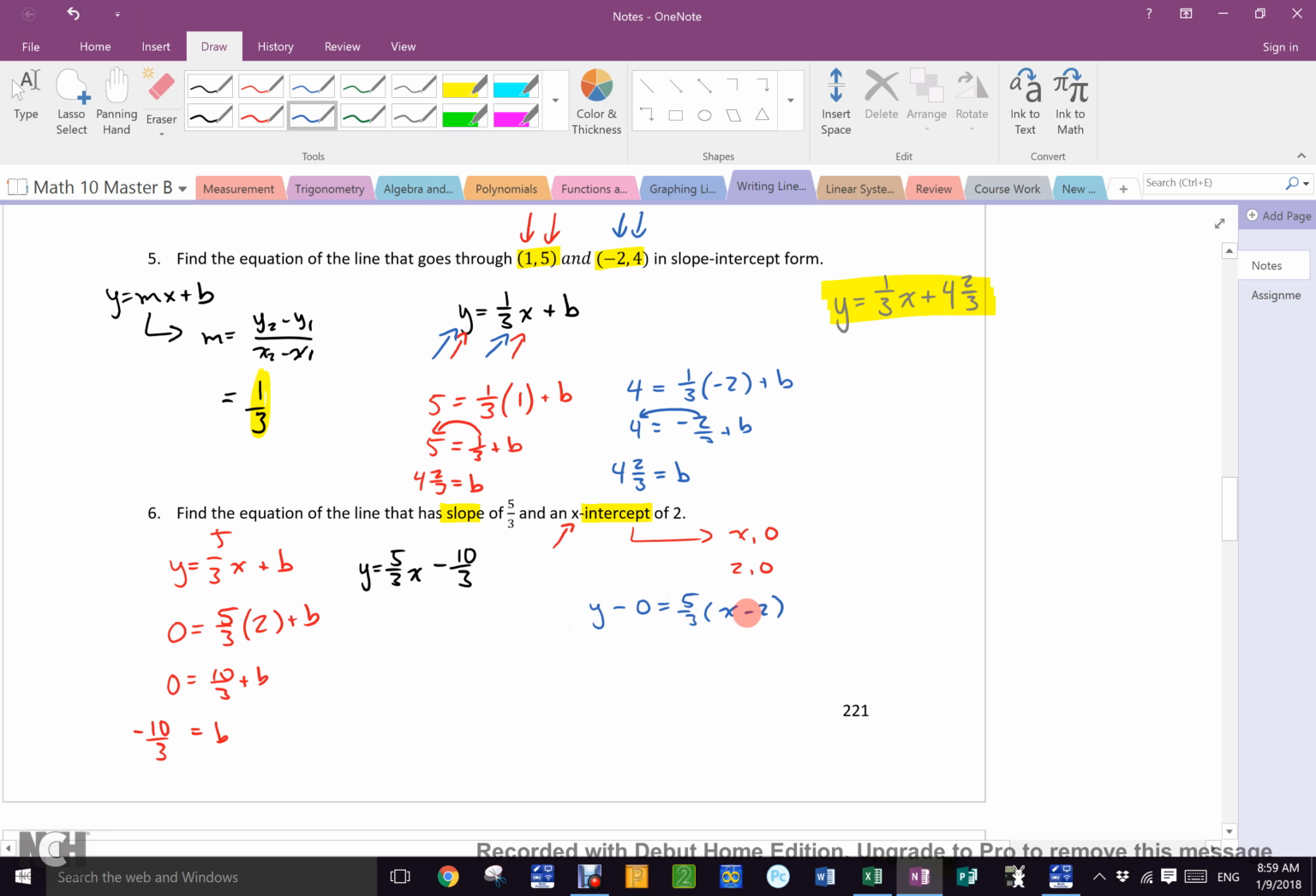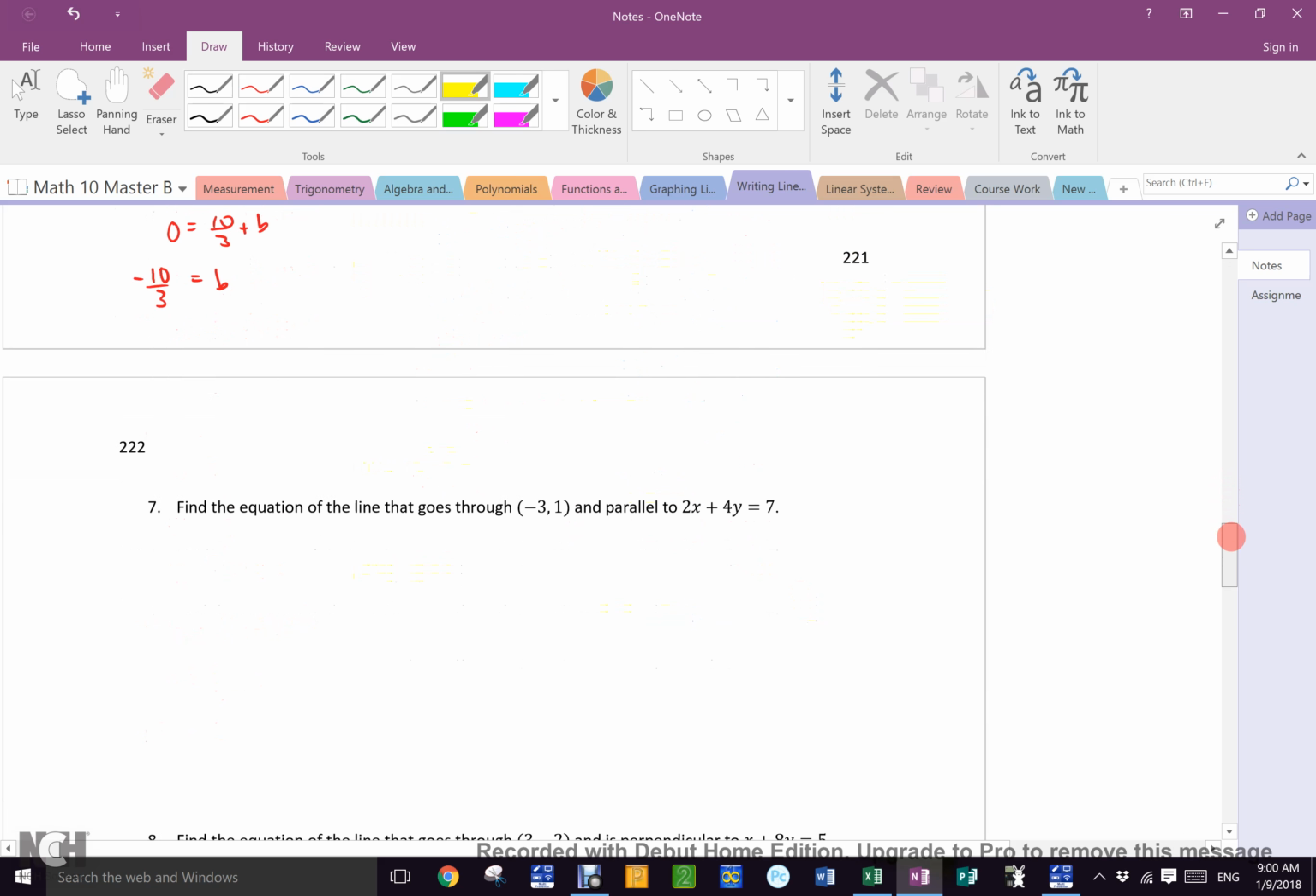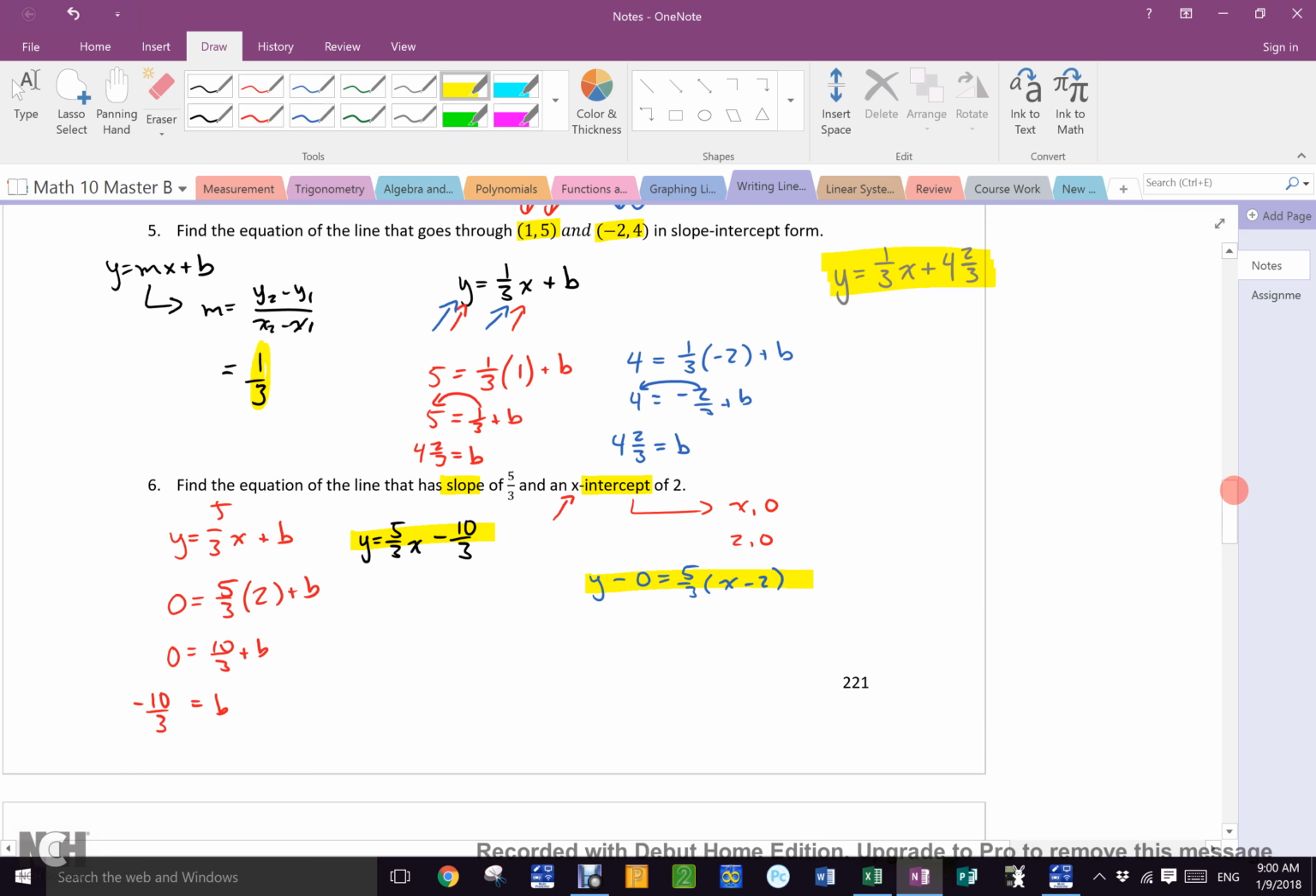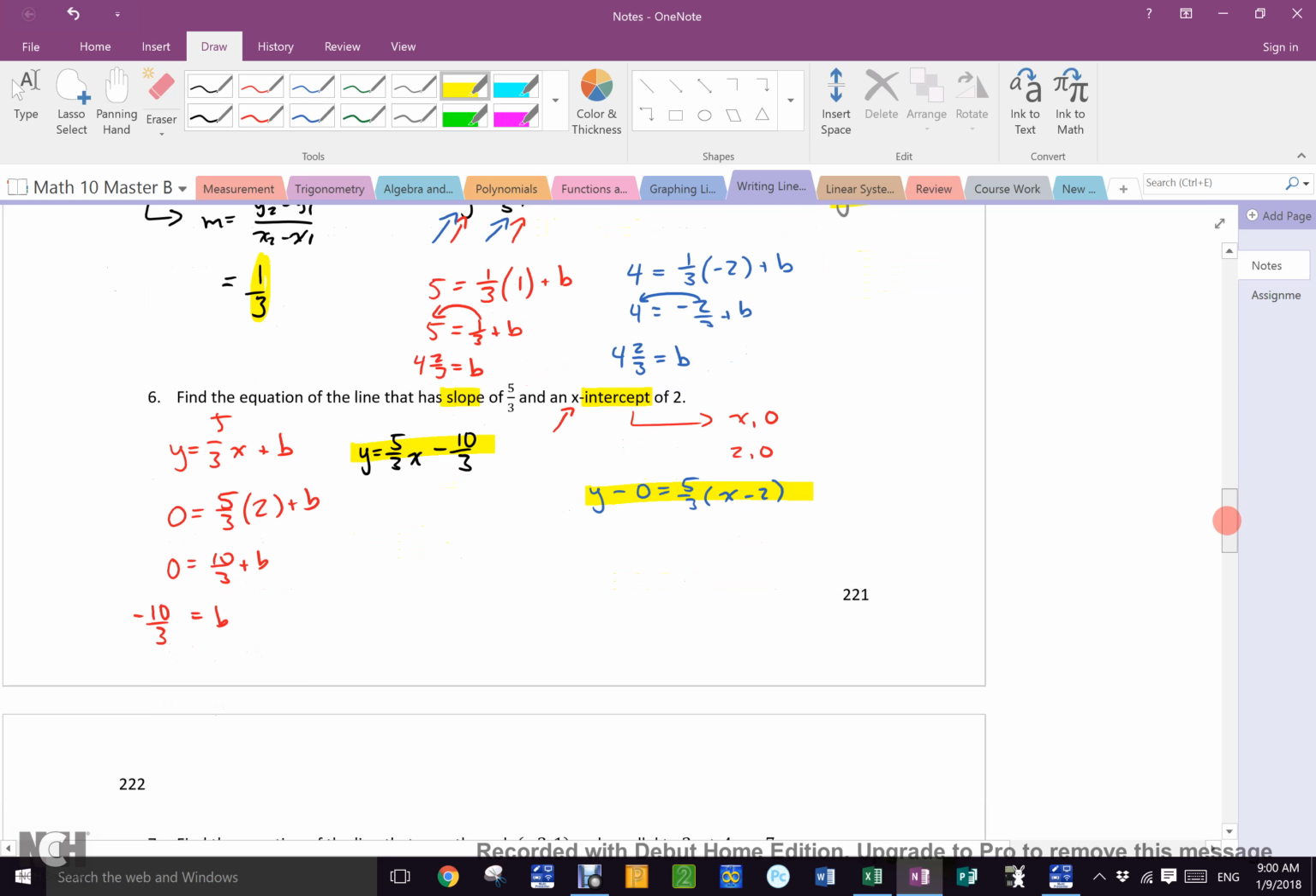Could you hand that in to me for number 6? Yes. Except you probably wouldn't have had y minus 0, right? Probably would have just written it as y. Both of them are acceptable. Everybody cool? Okay.